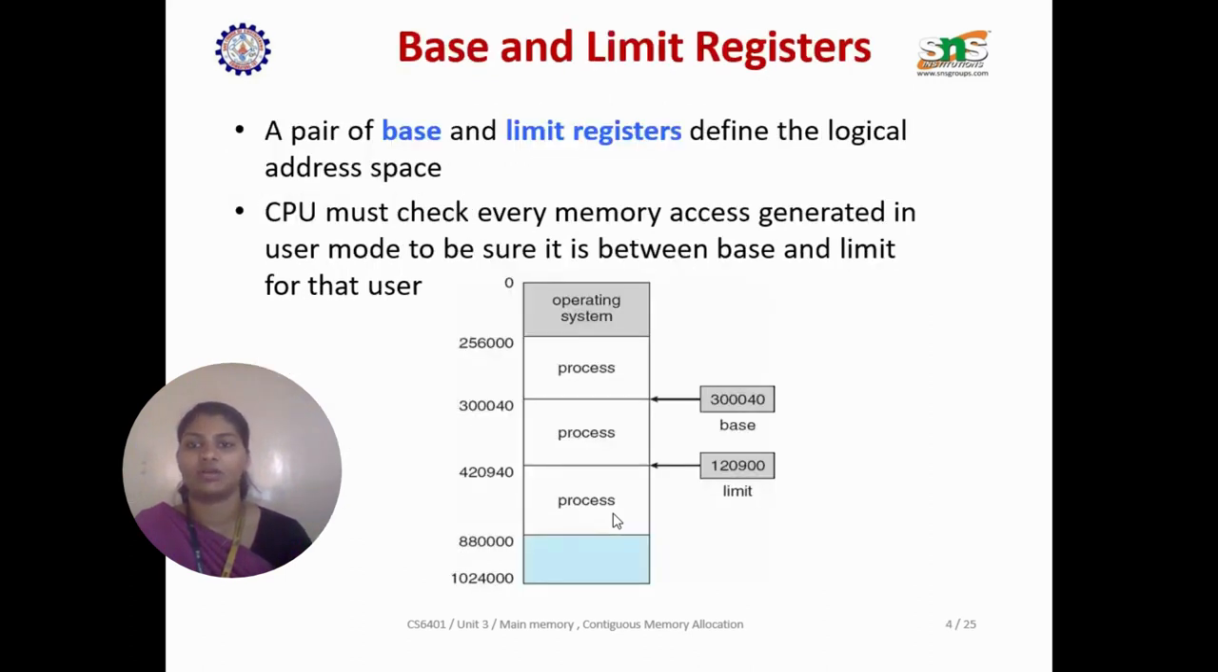Base and limit registers: a pair of base and limit registers define the logical address space. The CPU must check every memory access generated in user mode to be sure it is between the base and limit for that user. You can see a diagram of registers where the base register is given and the limit is also given for every process.